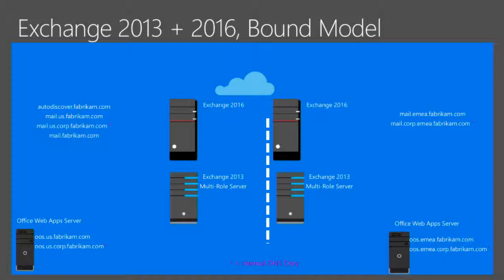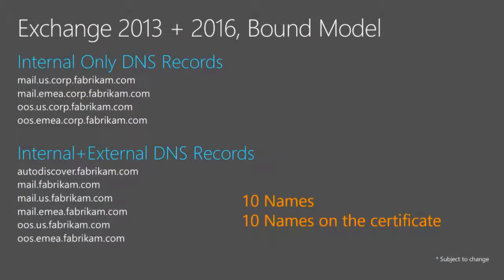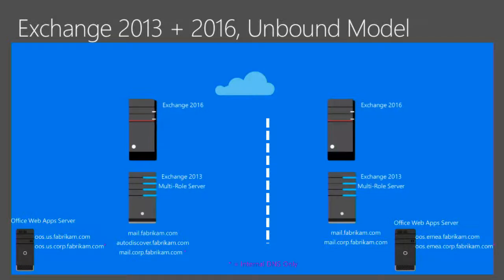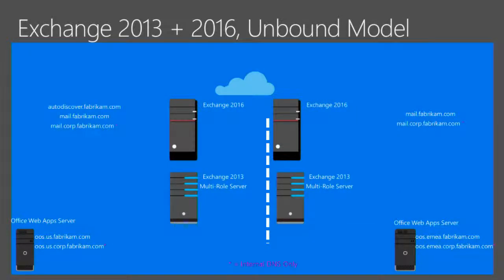All right, so we've got our similar looking URLs as before, and in this instance here, we have 10 names and 10 names on the certificate because we no longer have those RPC URLs that are for Outlook Exchange 2010 in use. The unbound model, get to the end here. All right. As you would expect, it's getting easier.